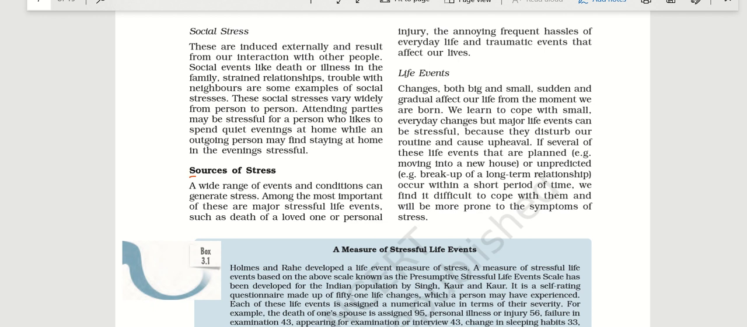Now we have some sources of stress. What are sources of stress? Some life events, changes, big or small, sudden or gradual, affect our life from the moment we are born. So this is, for example, a breakup from a long-term relationship, or any major loss in the family. It can be economic, it can be personal, something like that. So this is your life event.